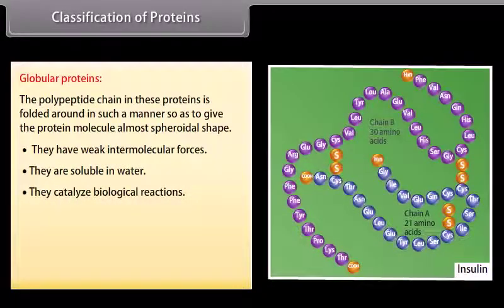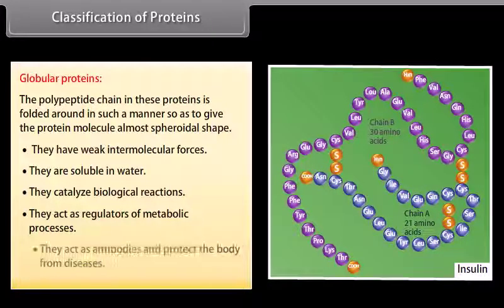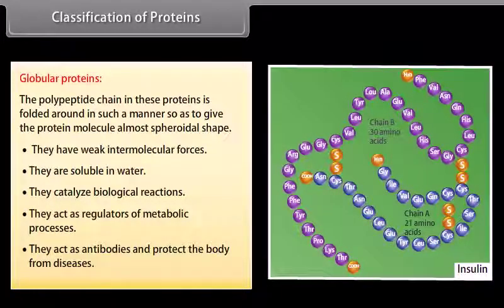They catalyze biological reactions, for example, insulin and thyroglobin. They act as regulators of metabolic processes. For example, maintaining blood sugar level. They act as antibodies and protect the body from diseases.